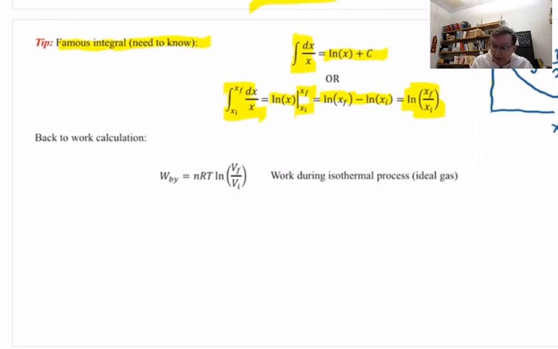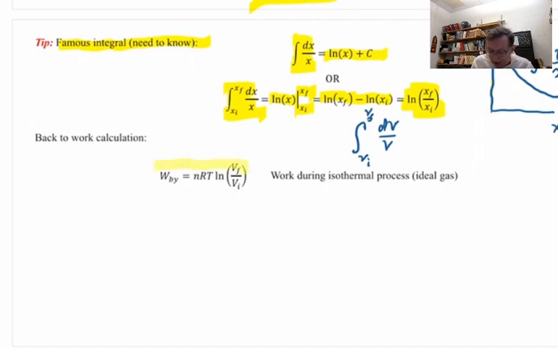That's the integral we need to know, because that's the integral we have. I mean, the symbol is V. Our integral is dV over V, from V initial to V final. But who cares whether the symbol is called V or x? So now, here's our result then.